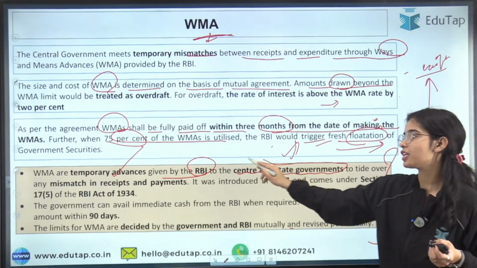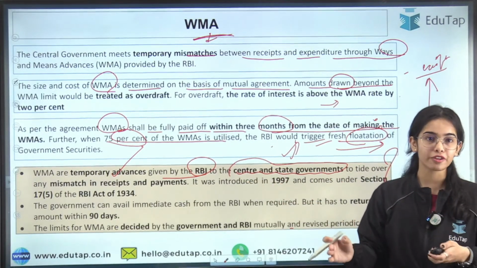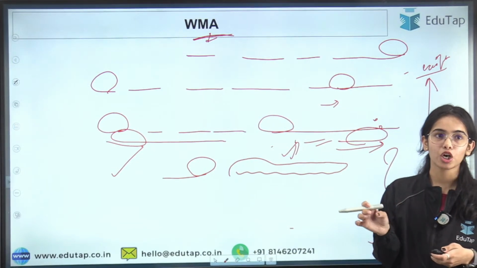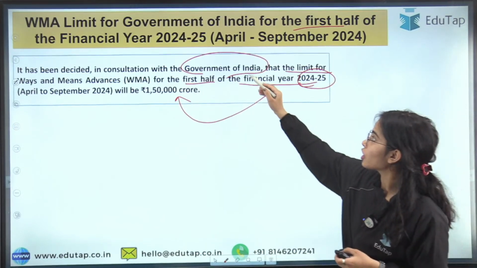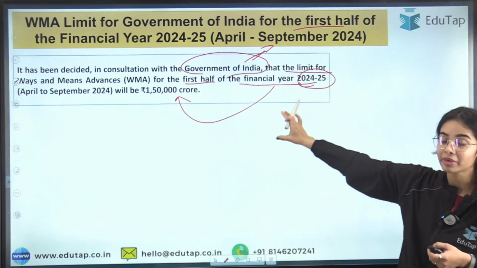as well as to the state governments, but the limits are released differently at different time periods. So for the central government, the Government of India, the limit has been released.